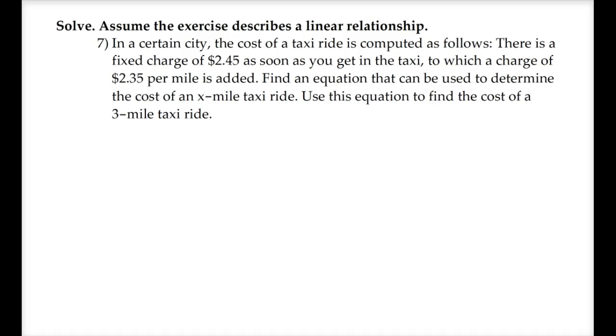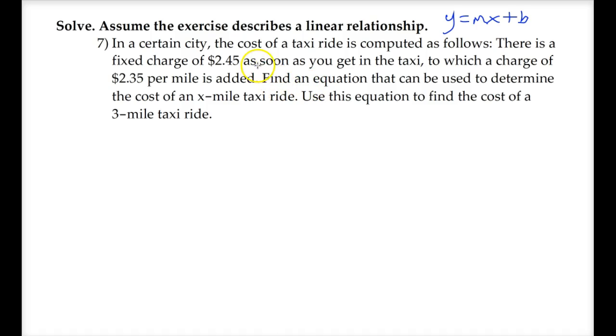So problem number 7 is another word problem, and we're asked to assume that what we're talking about in this word problem describes a linear relationship. So what that means to us is that we're basically going to be using something of the form y equals mx plus b to model this problem. So it says in a certain city, the cost of a taxi ride is computed as follows. There is a fixed charge of $2.45 as soon as you get into the taxi, to which a charge of $2.35 per mile is added.